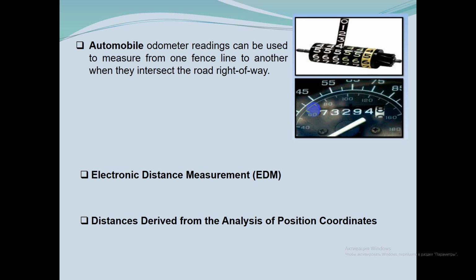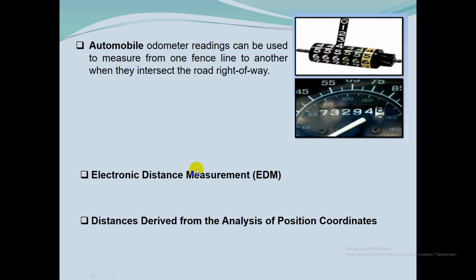Odometers are also used on measuring wheels that are simply rolled along the ground on the desired route. This approximate technique is employed where low order precision is acceptable, on the order of 1 to 100 or 1 to 200.